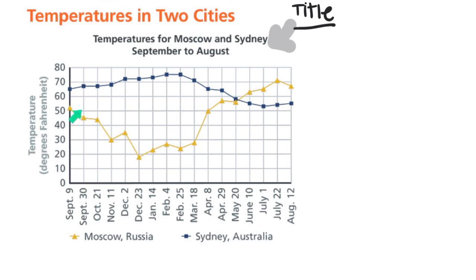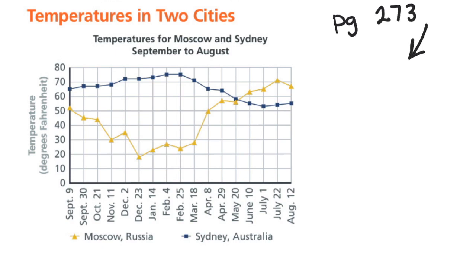What's important for you to know is, what does each point mean? Okay, and that's what we're going to look at right now. Okay, so if you open up your book right now to page 273, you can see this exact same graph that we've been looking at, and it's the temperature in two cities. What do you notice as you look at the whole graph of Moscow from September to August?